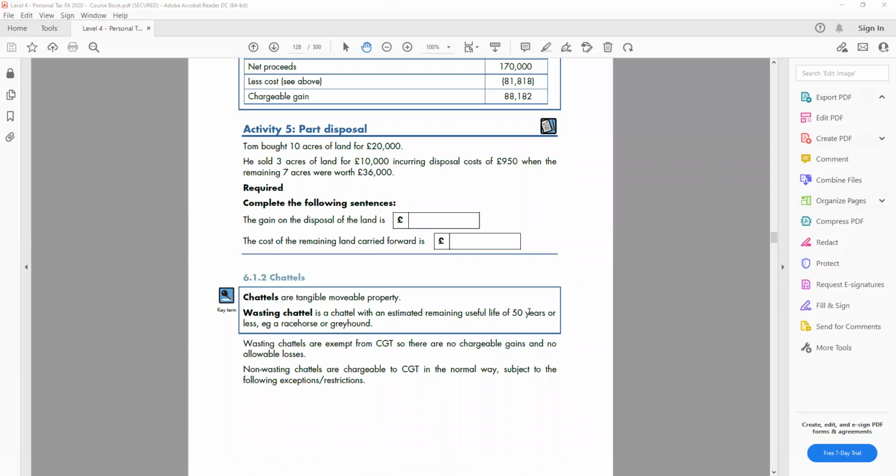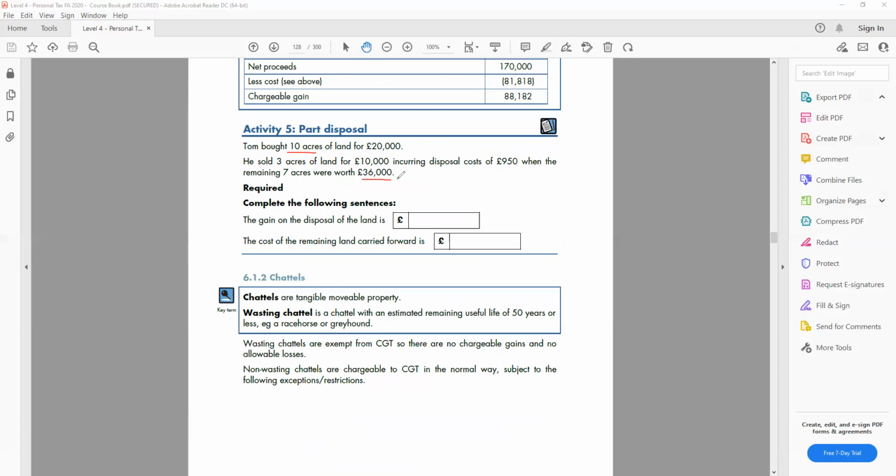So we have here, Tom bought 10 acres of land for 20,000. This is the cost of the whole 10 acres. He sold 3 acres of land for 10,000, incurring a disposal cost of 950. The remaining 7 acres are worth 36,000.